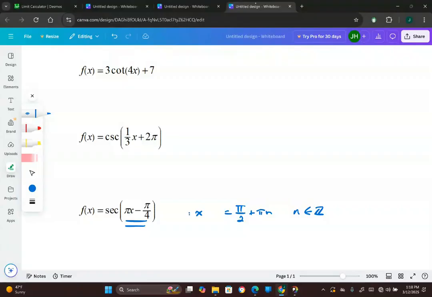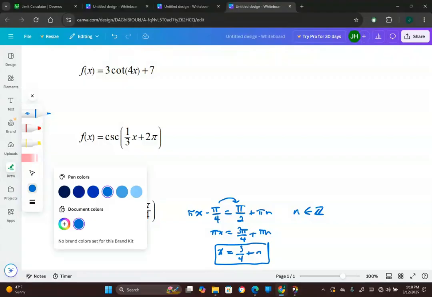Okay? But what we're going to do, everything in here affects your vertical asymptotes, because vertical asymptotes are x equals. So what we're going to do is set that expression, pi x minus pi over 4, equal to the vertical asymptotes formula, and we're just going to solve. Well, first thing I'm going to do is add pi over 4. So that would give me 3 pi over 4 plus pi n. I'm just combining like terms, moving this over to here. Now, if I divide by pi, I get 3/4 plus n. Those are my vertical asymptotes for secant. It's really that simple.